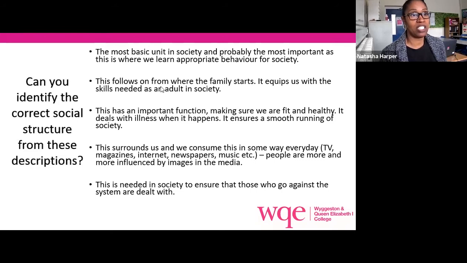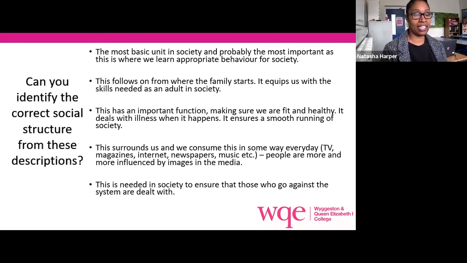Secondly then, this follows on from where the family starts. It equips us with the skills needed as an adult in society. So it's where we learn more morals, it's where we learn our role largely in society. It's where we may well learn the skills needed to be a fully functioning adult in society. We may well learn the skills to do a particular job. So this, of course, would be the education system, okay?